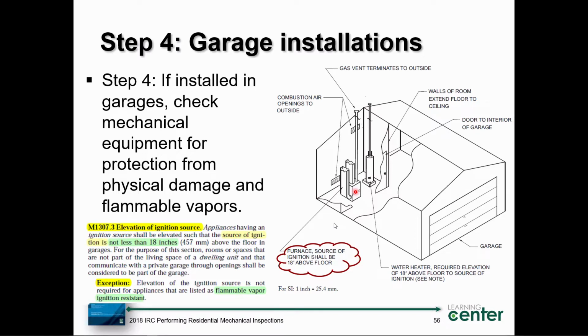Be aware that doors don't even matter. If the mechanical room is adjacent to the garage finished floor, you still need to elevate your appliances. However, there's an exception, I'll talk about that in a second. Number 1, we have to elevate the ignition source of the furnace. We need to get it at least 18 inches above finished floor. I'll open it up for discussion now.